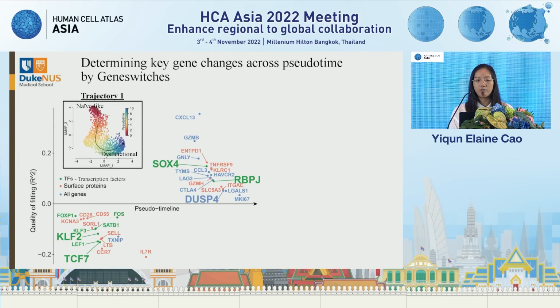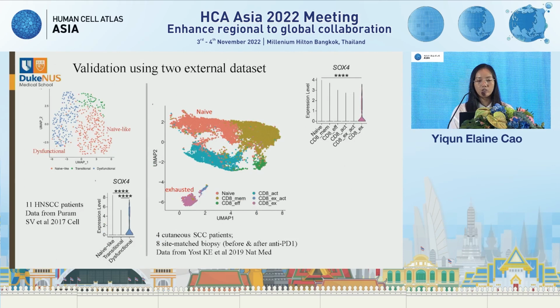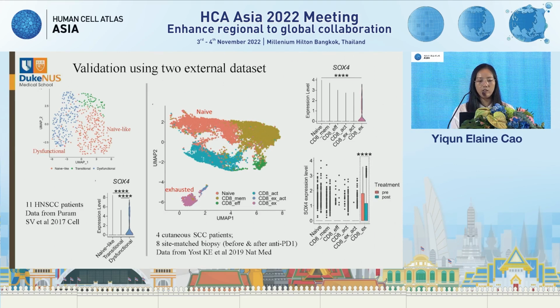And remarkably, we observed this transcription factor, SOX4, which is overexpressed in the dysfunctional clusters compared to the rest of the cells. For this observation, we first validated it computationally, by checking 2 external data sets. One data set consists of 11 HNSCC patients, and the second one consists of squamous cell carcinoma patients. So in both data sets, we observed the overexpression of SOX4 in the dysfunctional compartment. Then the second data set also provided the information of before and after anti-PD-1 treatment.